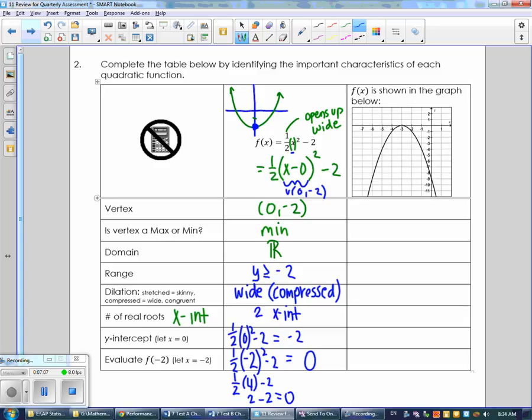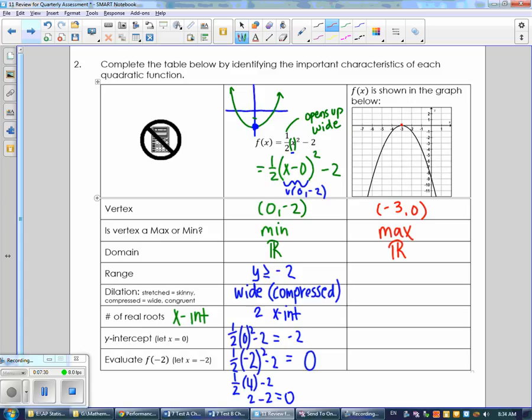In the second function, you're given a graph. So this time, we can use our graph to answer all the questions. I think it's pretty obvious that our vertex is going to be at the point (-3, 0). It's asking, is it a maximum or a min? It's the highest point. That makes it a maximum. The domain for all quadratic functions is all real numbers.